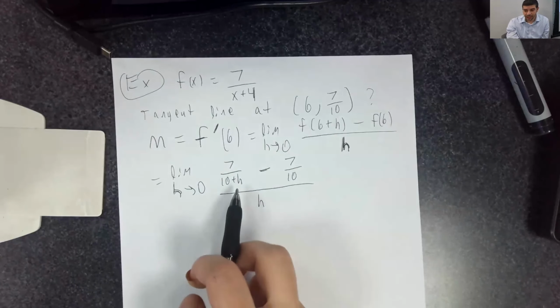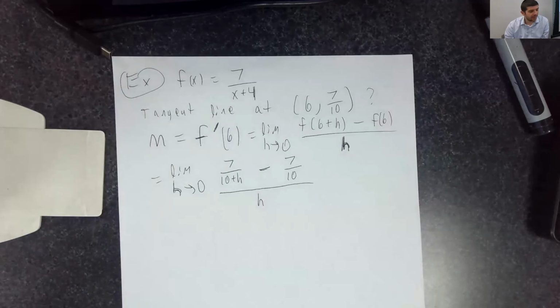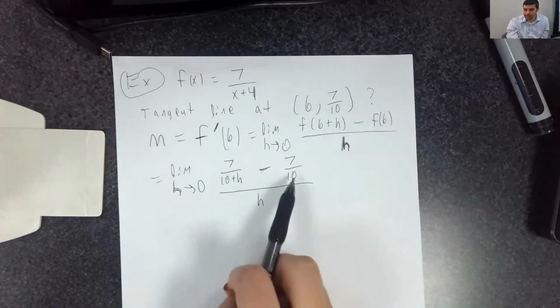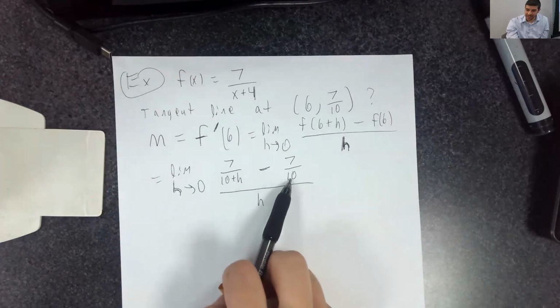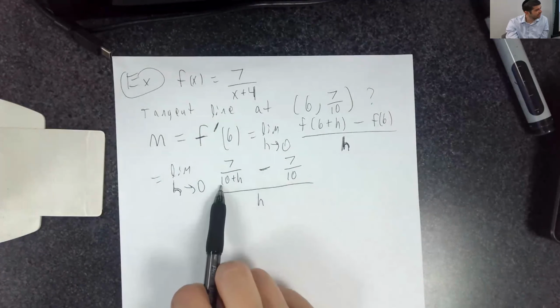Okay, two fractions. So what's our trick? We need a common denominator to combine them. What's the common denominator here? 10 plus h. So this one has a 10 plus h, but this one doesn't, so it won't be in common. This one has a 10, but this one doesn't. So what will make it common? 10 times 10 plus h. That's how we combine fractions.